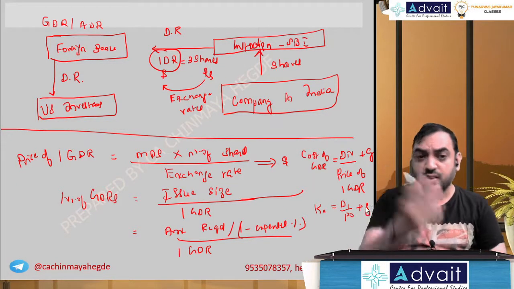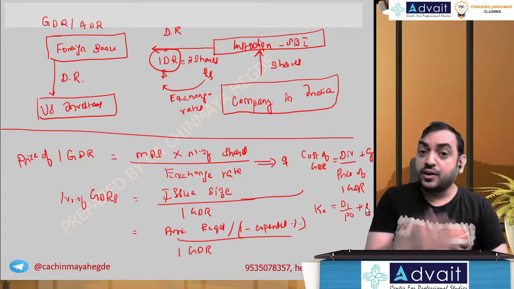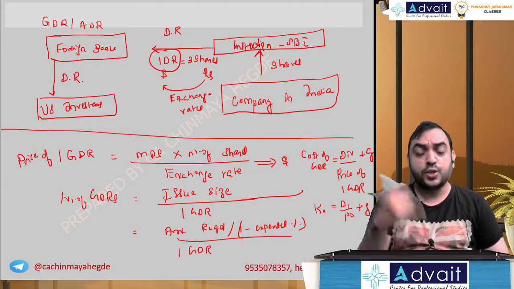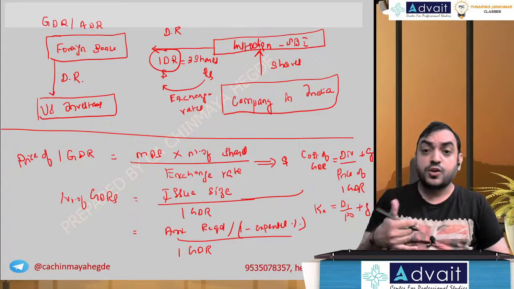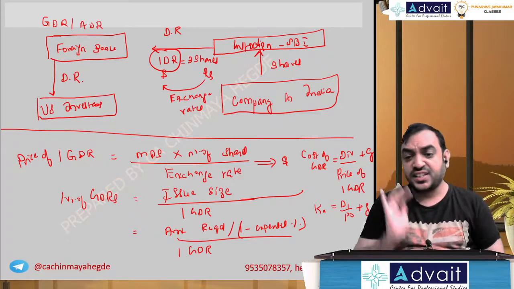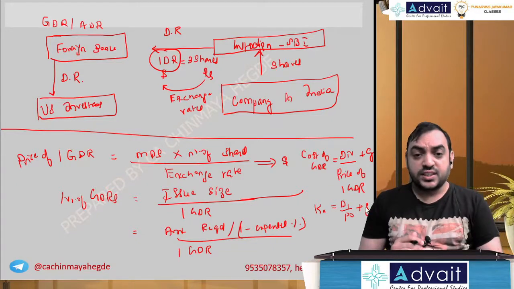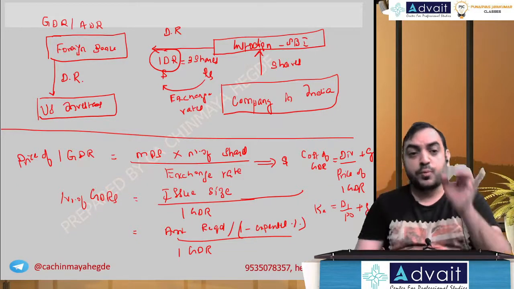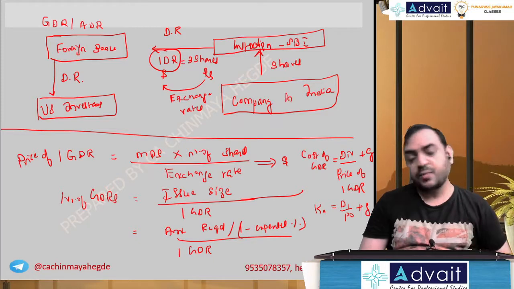The dividend discount model is simplified like this. You would have learnt it even at IPC level: D1 by P0 plus g. Dividend expected at the end of the year divided by the current market price, plus the growth rate. You do the same thing for ADR and GDR. So this is one type of problem you will get, on ADR and GDR.